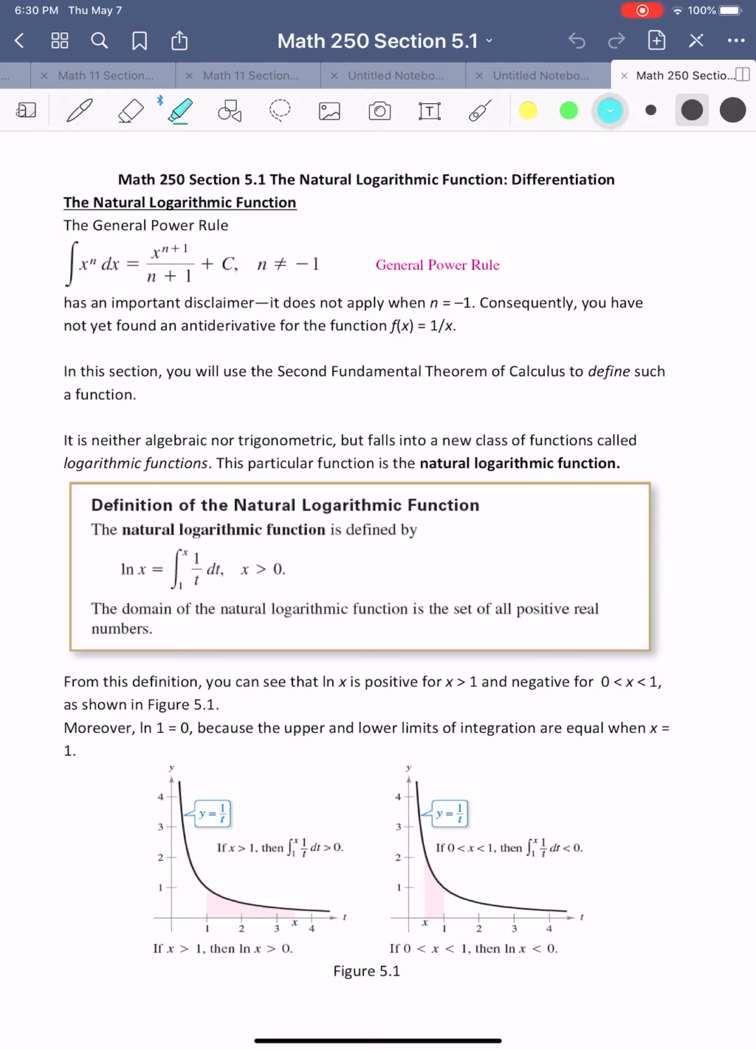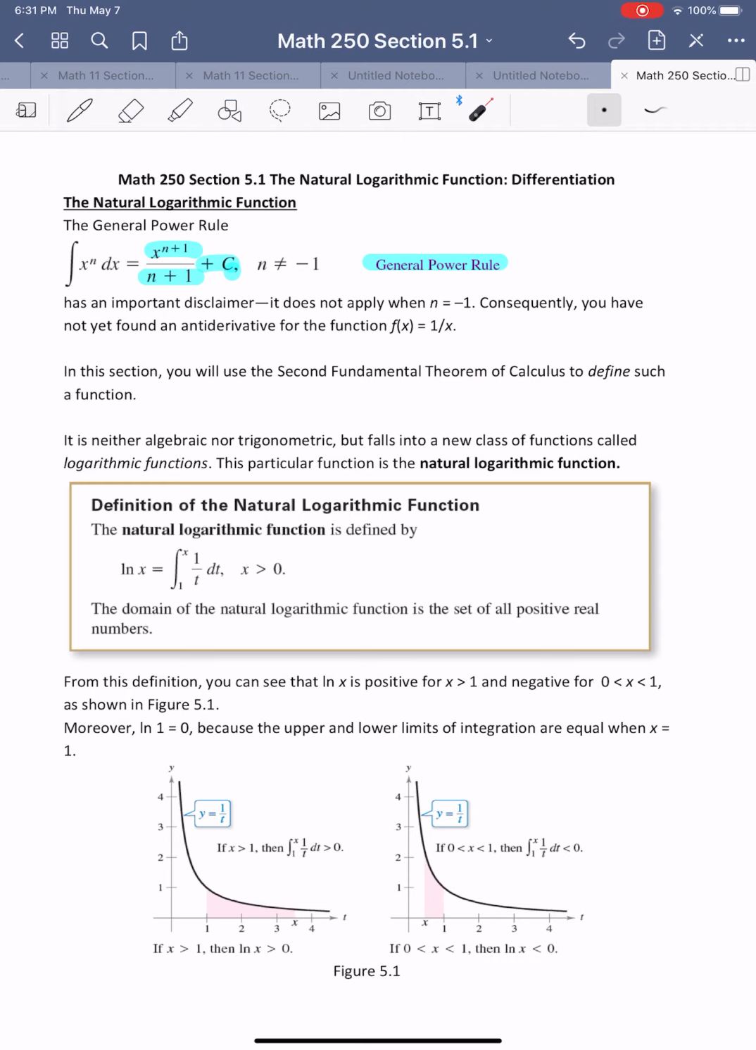Okay, so when we have a power rule, we need to integrate this way and plus C because there's always a constant. The general power rule has an important disclaimer: it does not apply when n equals -1. Consequently, you have not yet found the antiderivative for the function f of x equals 1 over x. So in this section, we will use the second fundamental theorem of calculus to define such functions.